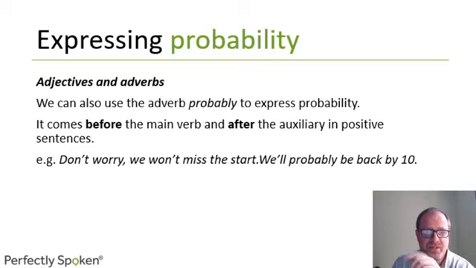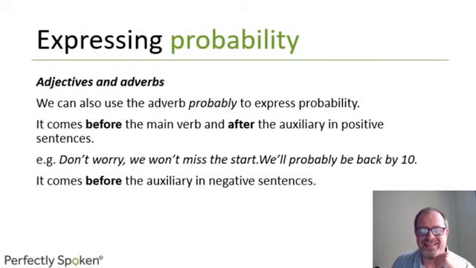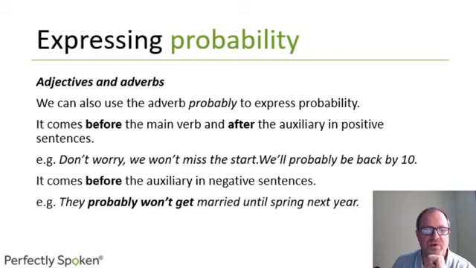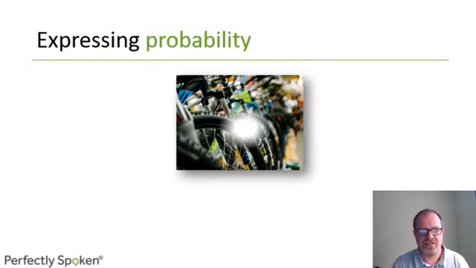We'll probably be back by 10. We'll probably be back. It's positive, so it comes after will, but before the verb be in this case. However, in negative sentences, it comes before the auxiliary, before the will, or won't in this case. They probably won't get married until spring next year. Okay, so there's the difference here between the positive sentence and the negative in terms of where the adverb goes. Okay, so let's have a look at some examples.